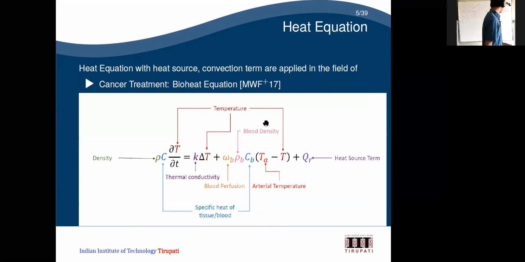Plus here I have mentioned F1, some extra functions I can put in. So T_A minus T, I have some extra term that we call the heat source term or heat sink term. So this is another application.